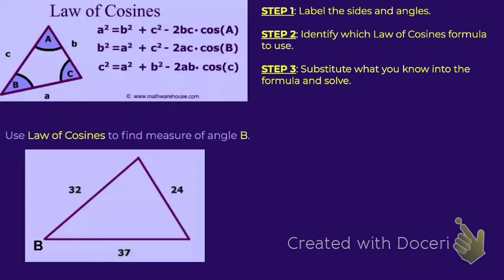Here we're going to use the law of cosines to find the measure of angle B. You can always use the law of cosines when you know all three triangle side lengths. You can use it to find any of the three angle measures. So in this case, angle B.